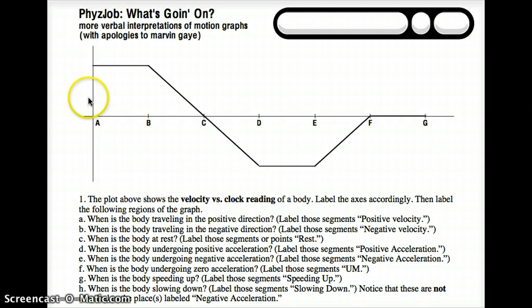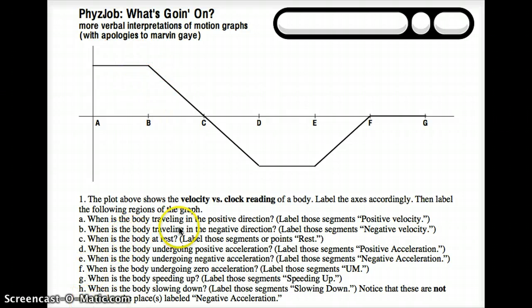So this is the velocity versus time. So the velocity is the y and time is x. When it's in the positive direction, that means the velocity is positive. So in the graph, from 0 and above, that would be where there's a positive velocity. So this region right here is where you're going to put the positive velocity.